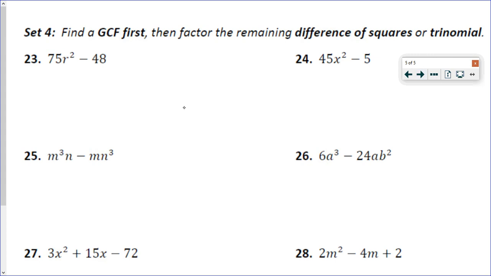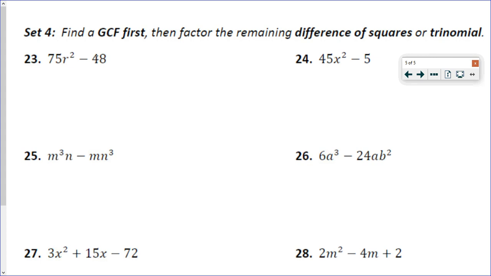All right, so the last piece here is find a greatest common factor first and factor that out. And then you're either going to do difference of squares or you're going to have a trinomial to factor. So on the quiz that we're going to have on this in my class, you should always check to see if there's a greatest common factor first.